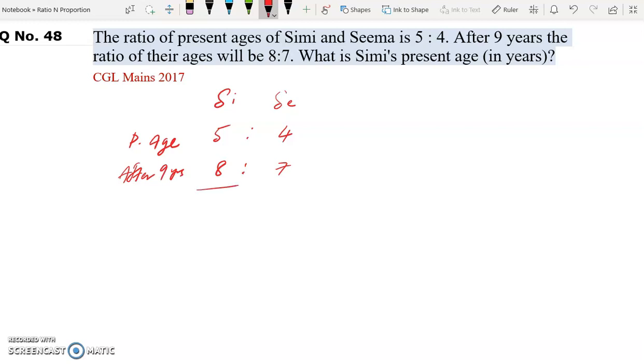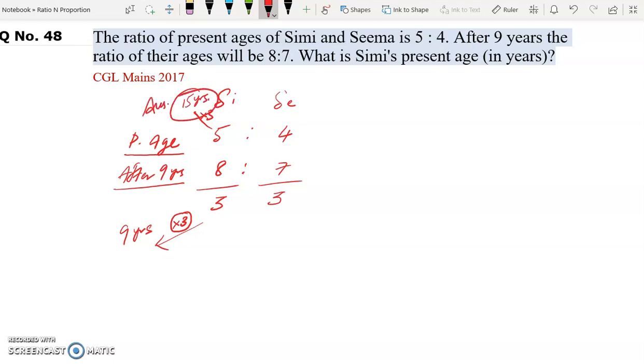So if we look at the difference, 8 minus 5 is 3, 7 minus 4 is 3. So both are equal. So this 3 will represent what? This 3 will represent 9 years, because this is the present age and this is after 9 years. So there is a difference of 9 years. So 3 units represents 9 years. So we are multiplying this by 3, 3 into 3 gives us 9. So we need to find the present age of Simi. So Simi's present age is 5 units. So 5 into 3 will give us 15 years. And this is our answer.